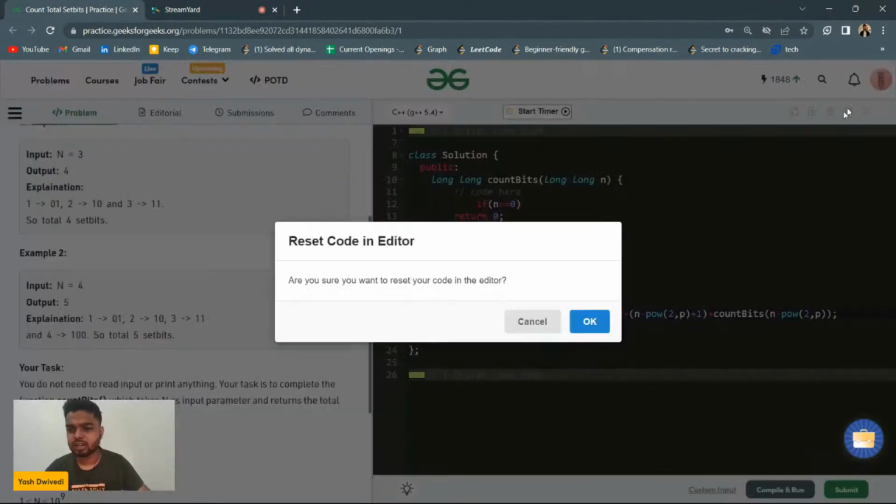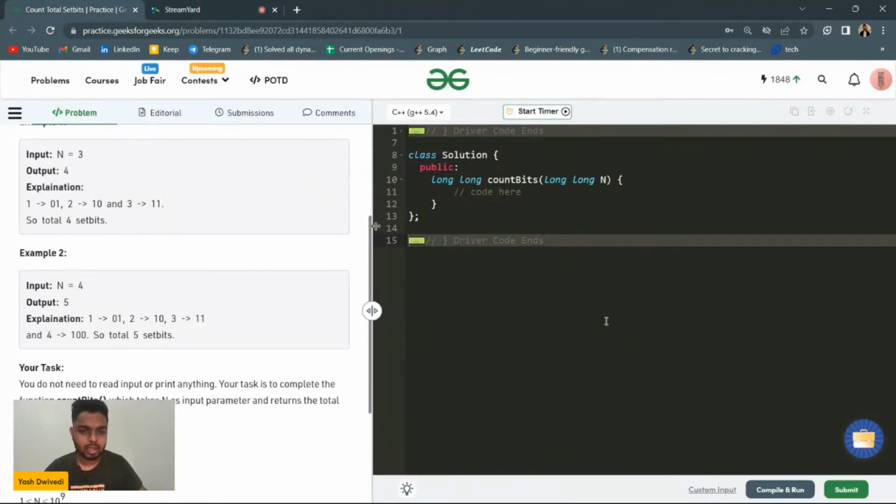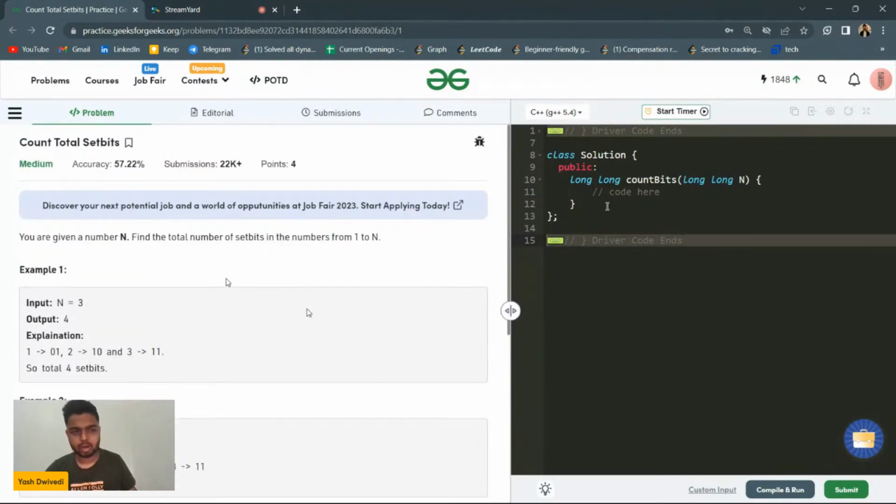So basically, let me remove all the code part. In this particular problem, we will be given a particular value of n, and we have to find the total count of set bits from 1 to n.